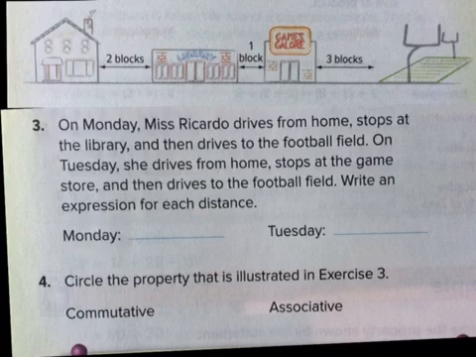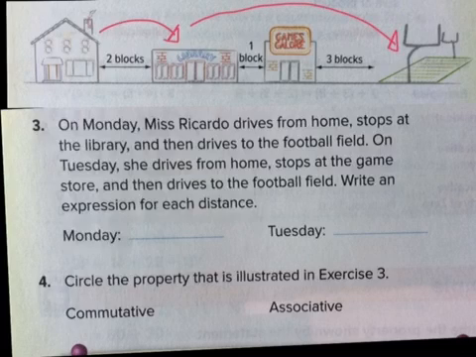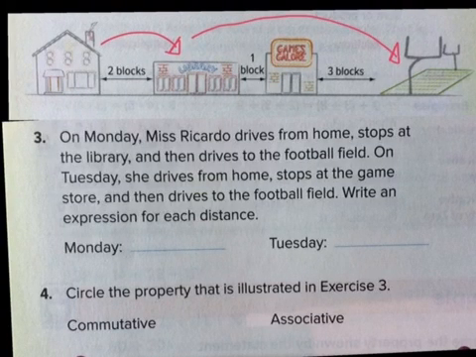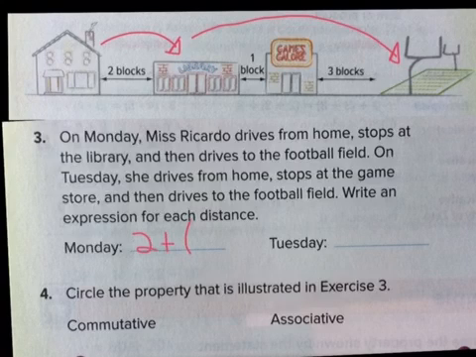Okay, let's see. Monday, I'll draw it out. She drives from home and stops at the library. That's her first stop. And then drives to the football field, 1 and 3, all the way down to the football field. I know that from home to the library she has 2. So for Monday I know she has 2. But then she drives later on 1 plus 3. So I can write that separately, at a different time of the day. She drove 1 plus 3 blocks. And we can write it as so.